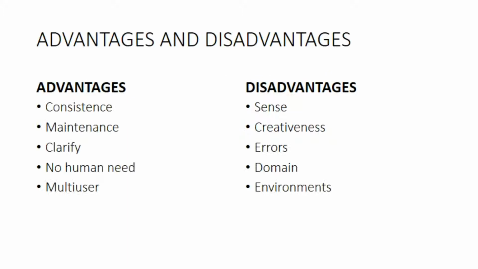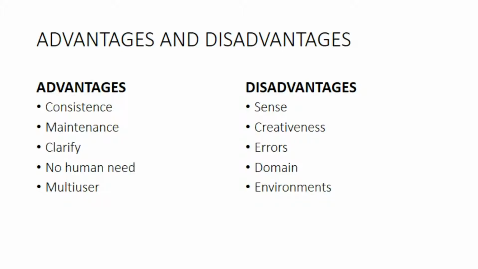There are 5 advantages as well as 5 disadvantages of an expert system. The 5 advantages are consistent, maintenance, clarify, no human need, multi-user. For consistent, it provides consistent answers for repetitive decisions, processes, and tasks. Maintenance, it holds and maintains levels of information. Clarify, it clarifies the logic of decision making. No human need, it does not need a human, it works continuously. Multi-user, a multi-user expert system can serve more users at a time.